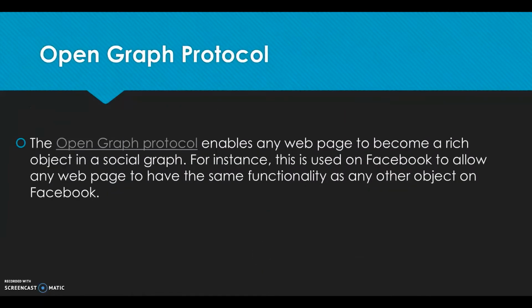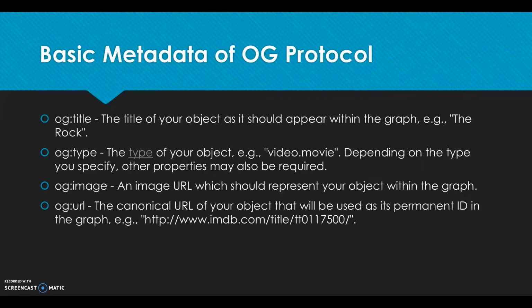So what is Open Graph Protocol? The Open Graph Protocol enables any web page to become a rich object in a social graph. For instance, this is used on Facebook to allow any web page to have the same functionality as any other object on Facebook. The basic metadata for the OG protocol is og:title, the title of your object as it should appear within the graph.